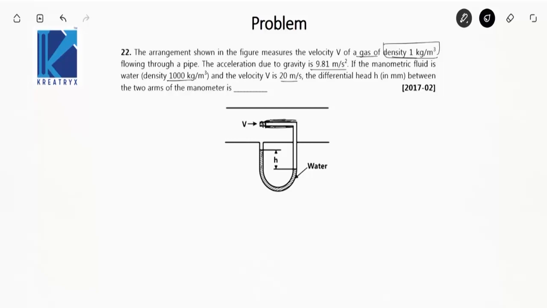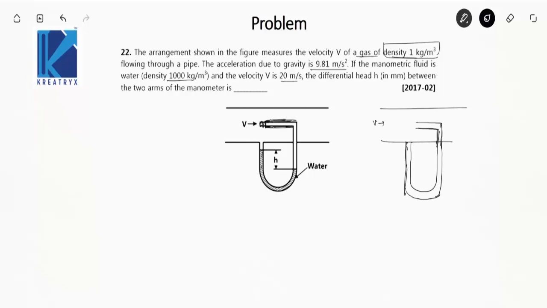However, I will derive the formula. I will not directly apply the formula, I will apply the concept. So this is a pitot tube. Let me draw the figure first clearly. It's a rough diagram, but you'll be able to understand. In the GATE actual paper, you will see this kind of figure which I have drawn.